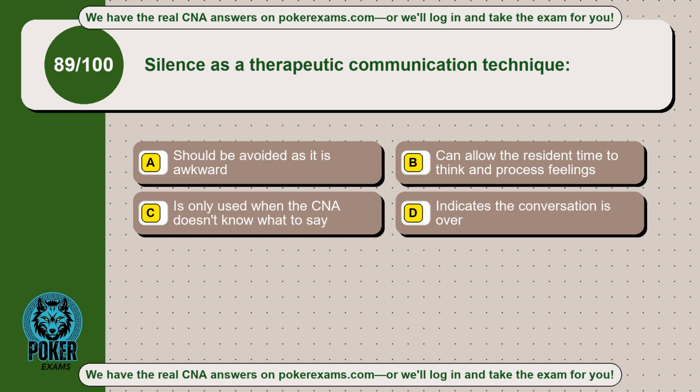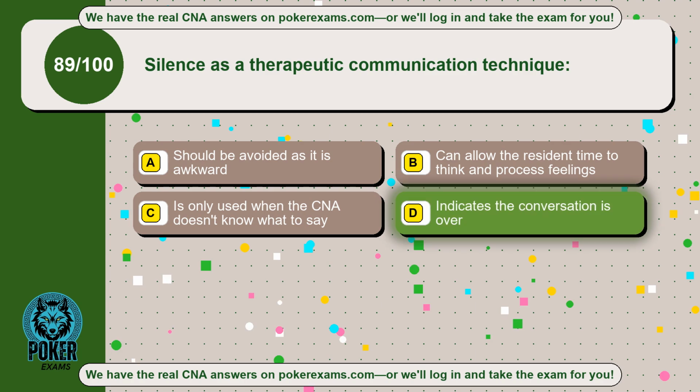Question 89. Silence as a therapeutic communication technique: Option A, should be avoided as it is awkward. Option B, can allow the resident time to think and process feelings. Option C, is only used when the CNA doesn't know what to say. Option D, indicates the conversation is over.